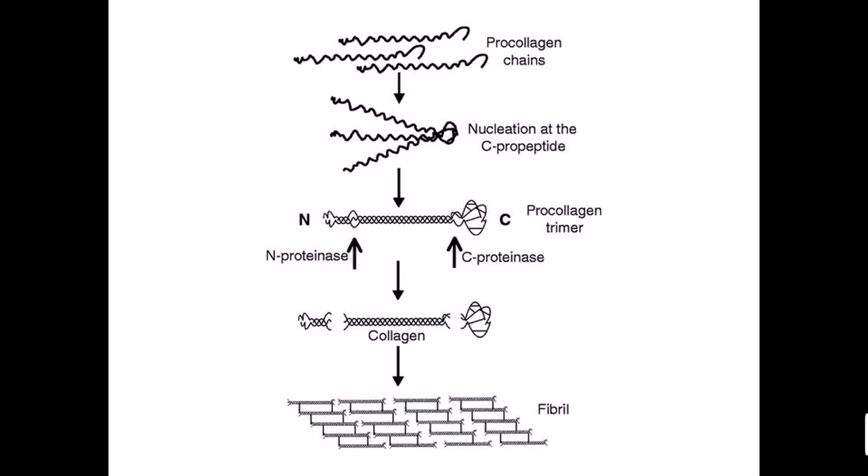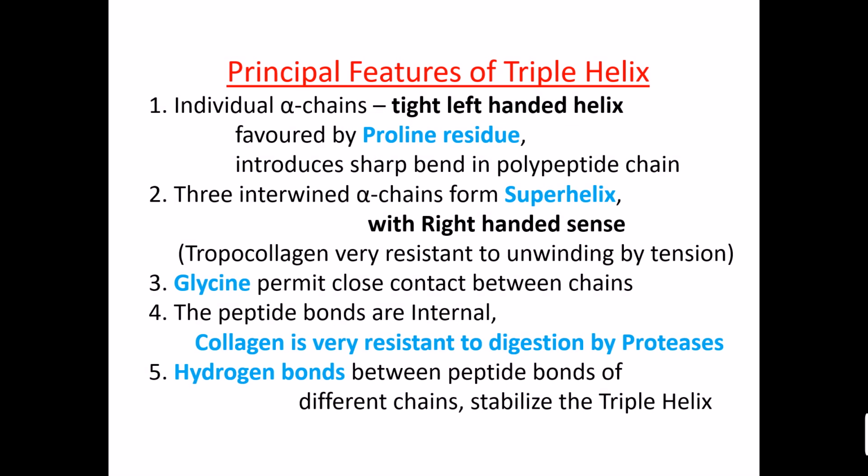You see procollagen chains and see propeptide, their initiation of triple helical formation, and now the C proteinase and N proteinase cleave the propeptides, and collagen forms fibrils, and you see there is a 3/4 overlapping of each of the collagen fibers. Now see what are the principal features of the triple helix, and you have to remember all of these. There are 5 points.